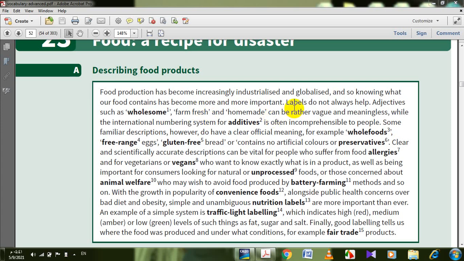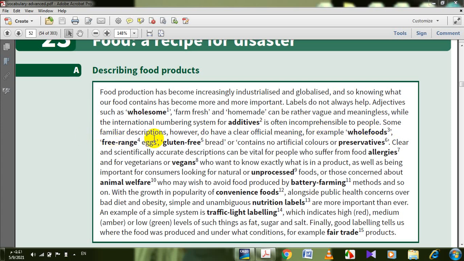Labels, ملصقات على المعلبات. Labels don't always help. Adjectives like or such as wholesome, صحي, مفيد, farm fresh, طازج, and homemade. All these adjectives can be rather vague and meaningless, while the international numbering system for additives, المضافات على الأطعمة, الأشياء التي تضاف على الأطعمة, is often incomprehensible to people. These are incomprehensible. Okay, it means they are vague, غامض, مبهم.